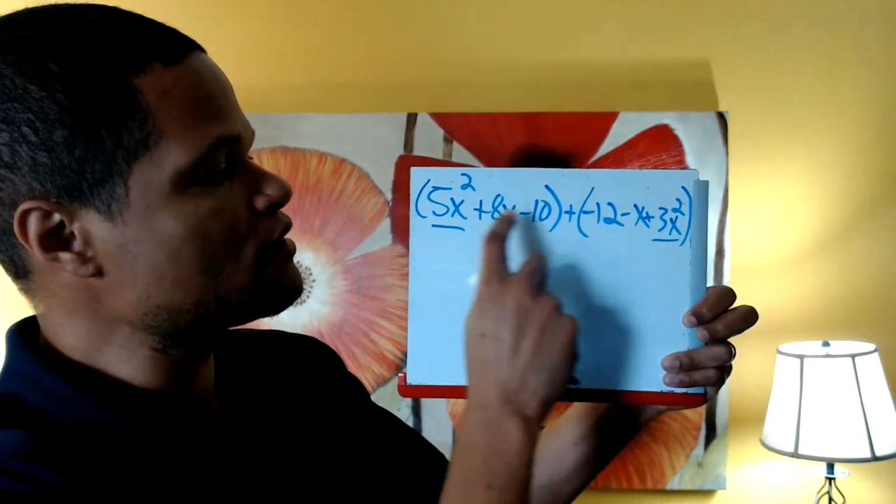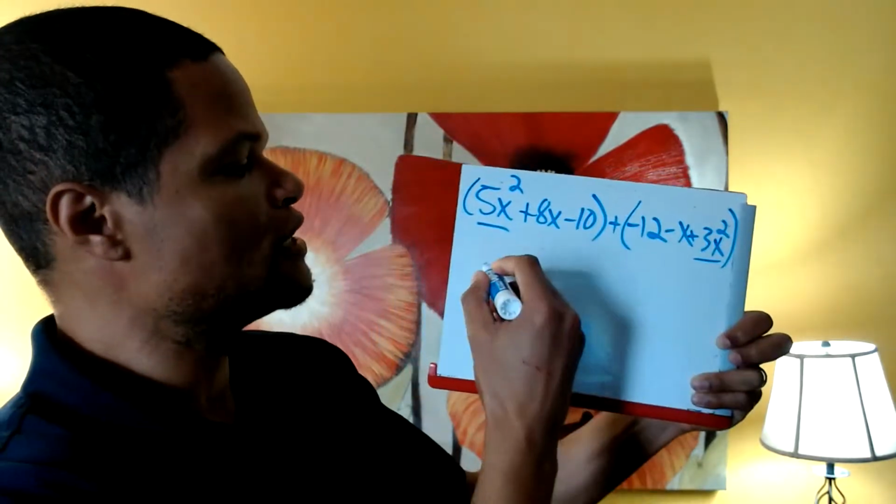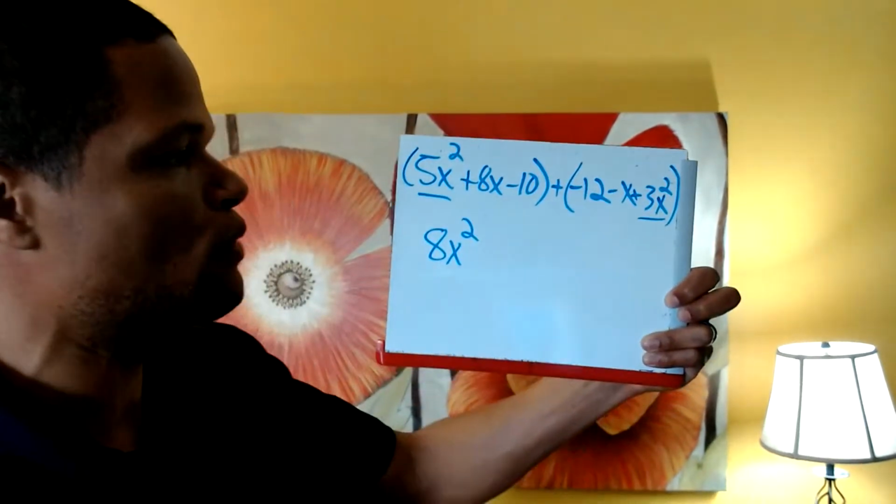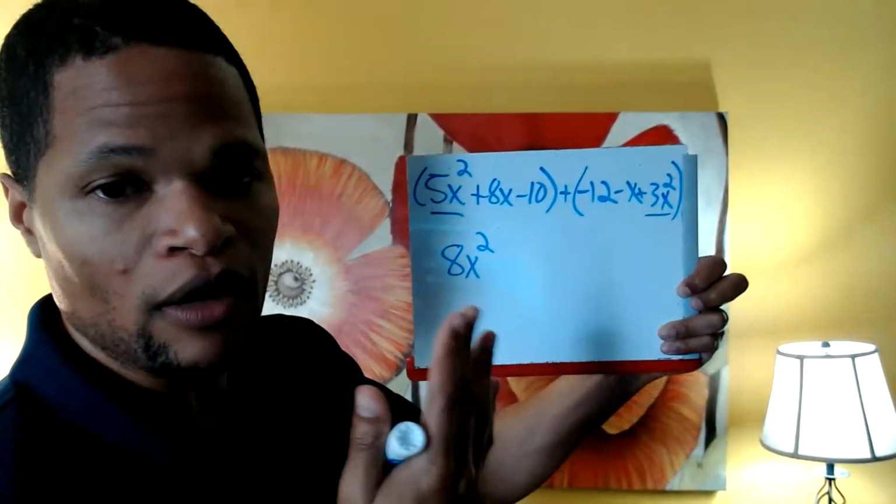Okay? 5x plus 3x. 5 plus 3 is 8, and you just leave it an x squared. You don't add the powers. You don't do anything to the powers. It just lets you know what goes together.